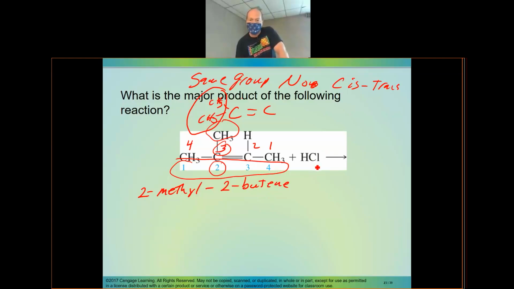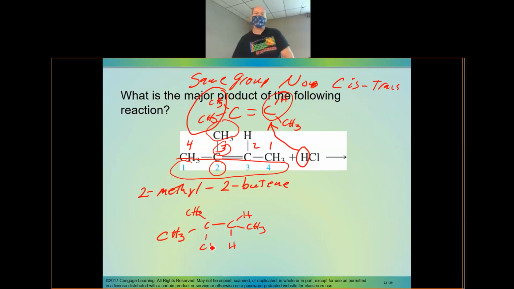Now we're going to add the HCl. So the one on the left has no bonds to hydrogen. The one on the right has 1 bond to hydrogen. 0 bonds to hydrogen, 1 bond to hydrogen. And so the H is going to go to the side that has the most bonds to hydrogen, and then the Cl is going to go to the other side. And so we have our CH3, C and then CH3, and then a C with an H and a CH3. And so since this carbon has an H, that's where the H is going to go. And this one does not have any H's, that's where the Cl is going to go.